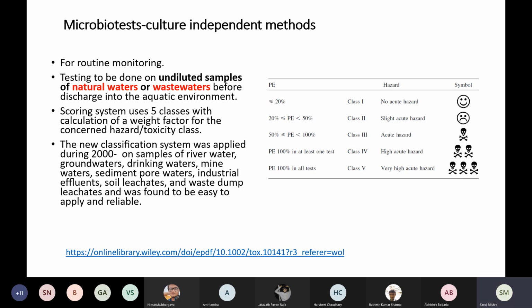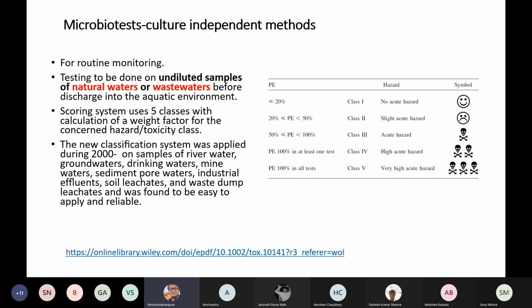So remember the dose response curve. If you conduct 4 different standard tests, and in all the 4 standard tests the response is less than 20%, then you say that this particular lake or water body can be classified as a class 1 lake. That is, there is no acute hazard, and the symbol is going to be this. That means it is also fit for swimming. It's also fit for drinking water. So is that clear to everybody?